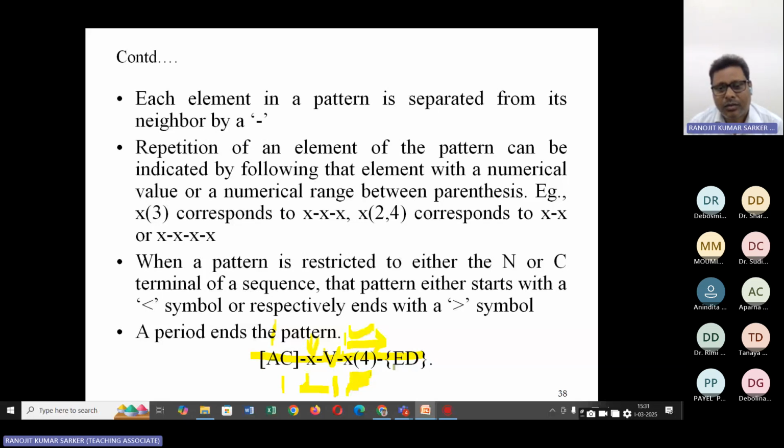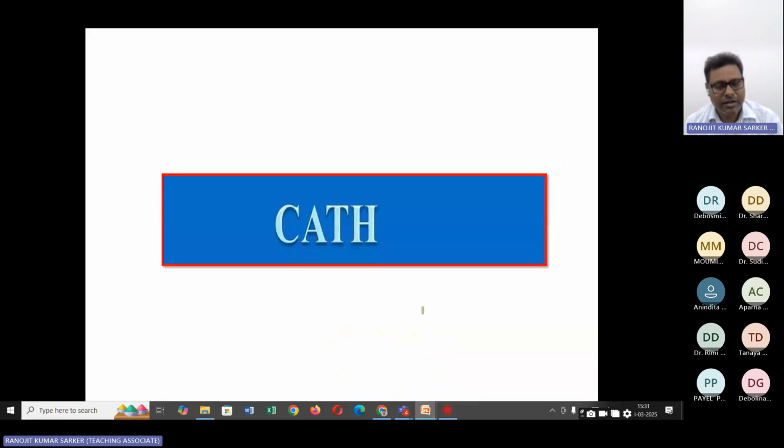Okay. Now, what next? What does this indicate? The curly bracket indicates that in this position, there can be any amino acid except E and D. This curly bracket explains that at this particular position, there can be any amino acid except E and D.